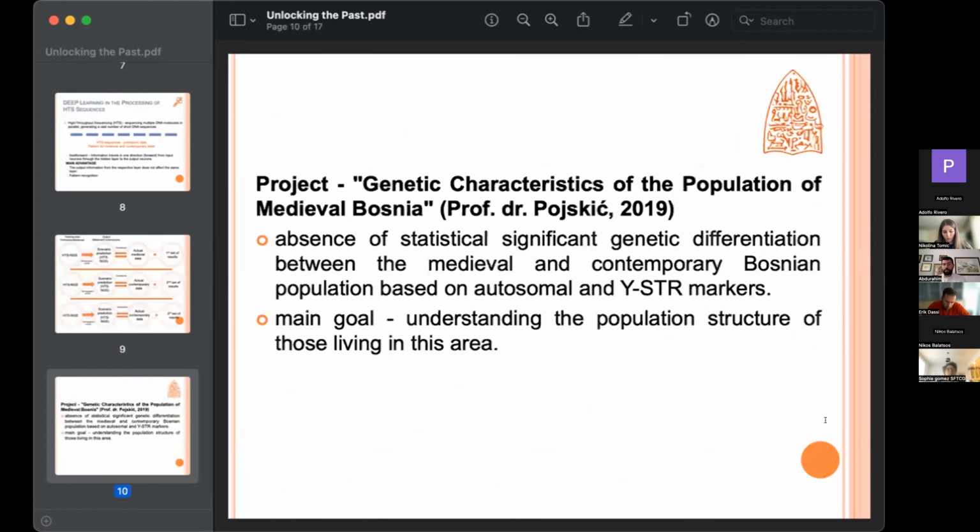It's worth mentioning, of course, that before this project, we had one more project called Genetic Characteristics of the Population of Medieval Bosnia in 2019, where we only took into account the medieval period and not NGS data, but autosomal and YSTR markers. The results of that study showed that the absence of statistically significant genetic differentiation between the medieval and contemporary Bosnian population, based on those two sets of markers, can be observed. The main goal was to understand the population structure of those living in this area.